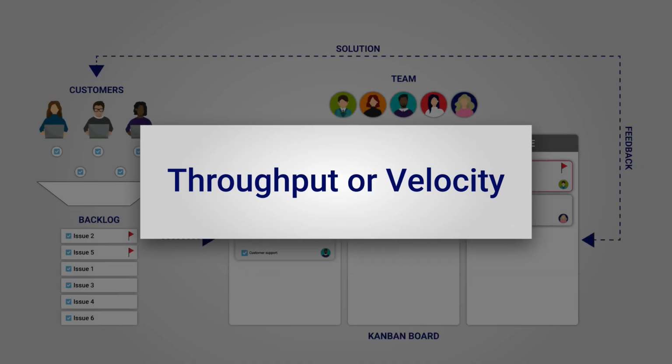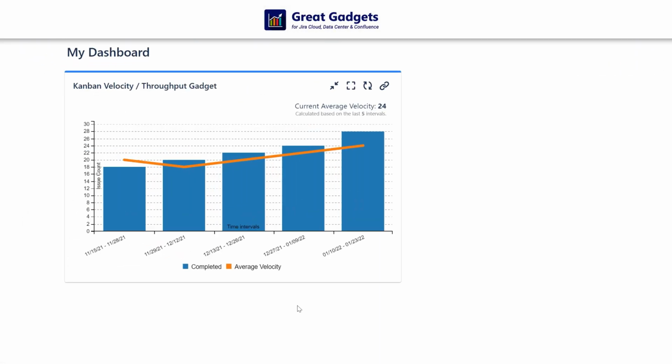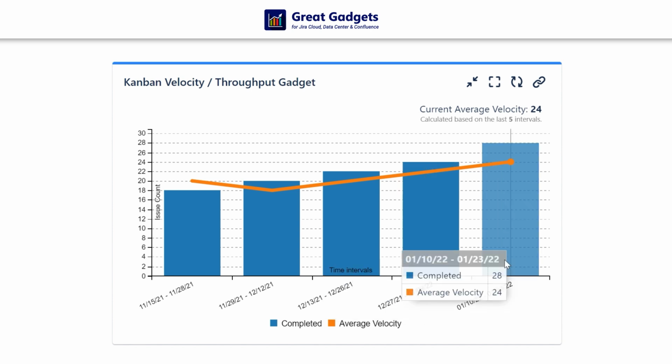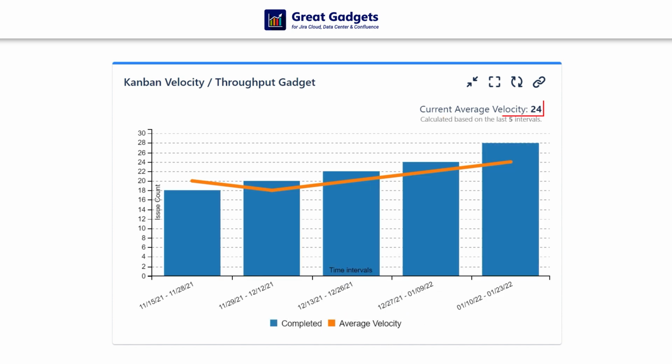Throughput is another key metric in Kanban. It shows the average number of completed tasks delivered in a given time period, and allows you to measure and understand team performance, and diagnose potential problems based on how much work is completed. The Kanban Velocity or Throughput gadget offered by Great Gadgets app shows how many tasks your team is completing, compared to past periods, along with the rolling average and current velocity. With this gadget, you can determine your team's average delivery rate, based on past data, and see whether or not it's improving over time.